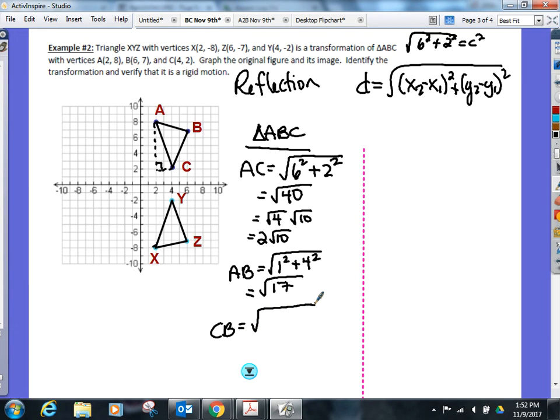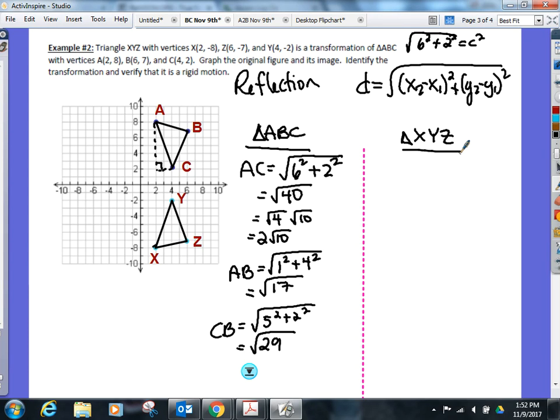And again, if you want to use this little method instead of distance, that's fine. If you want to use distance with the coordinates, whatever floats your boat, whatever gets the job done. You know how it goes in here. CB, up and over how many? 5 and 2. 5 squared and 2 squared will give me square root of 29.